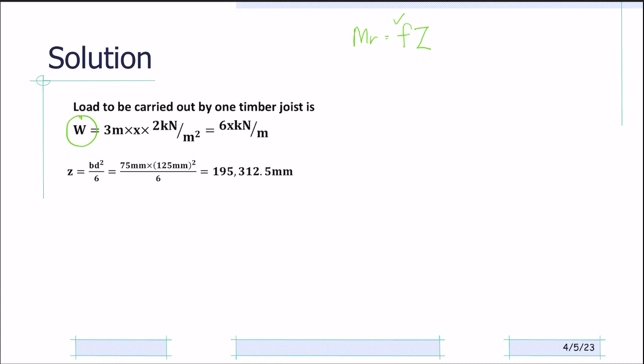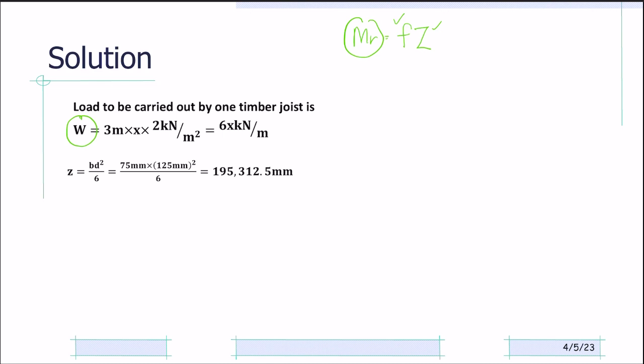Okay, MR is what we are going to find later on, and Z is what we can find, sebab kita dah ada the dimension of the joist. So this is based on the dimension of the joist. The breadth is 75 mm, the depth is 125, to the power of 2, divided by 6, then you get this value. Okay, then we have these two values.